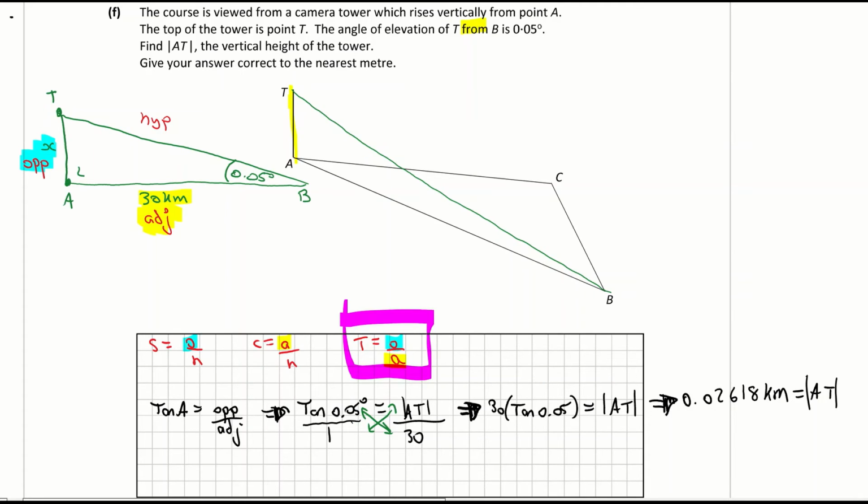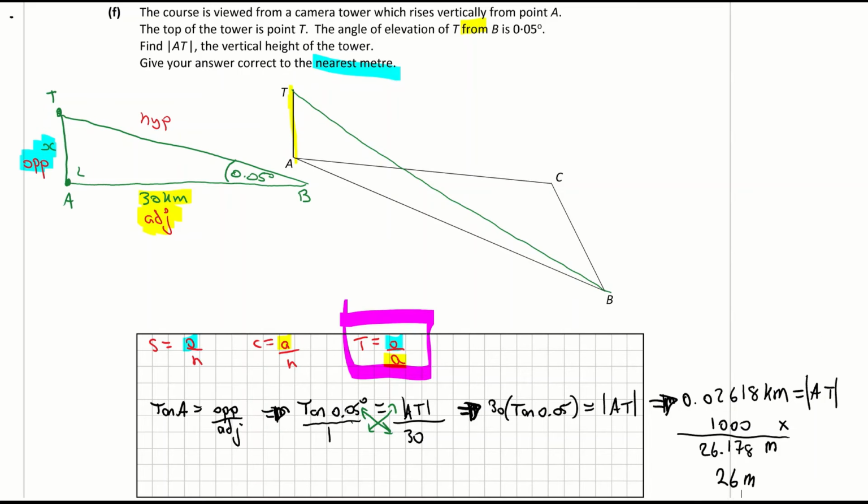But the question though doesn't want it in kilometers, it wants it to the nearest meter. So I need to convert that 0.02618 kilometers into meters. And we know that there's 1,000 meters in a kilometer. So I'm going to multiply that by 1,000, which gives me 26.178 meters. And the question wants it to the nearest meter, which is 26 meters. So the height of that tower is 26 meters.